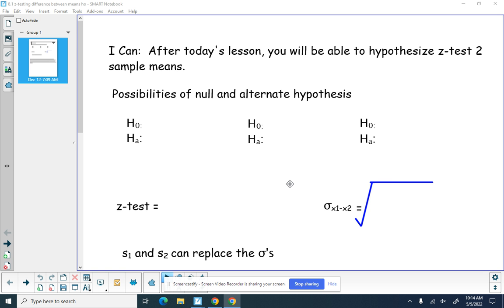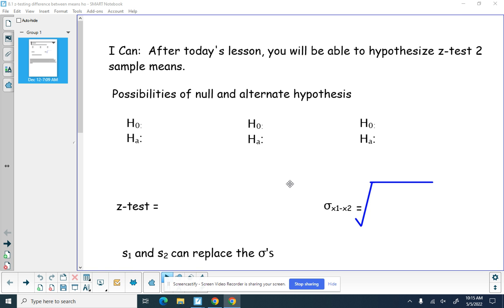So, ACT scores of United States students compared to ACT scores for English students, or standardized testing for English people in England. So there's ways of being able to test these with hypothesis testing in regards to comparison of means.